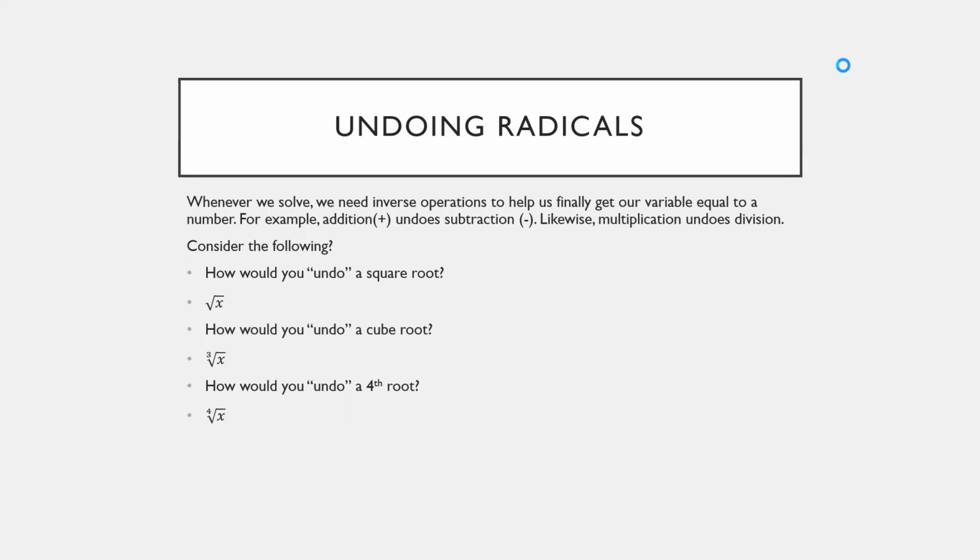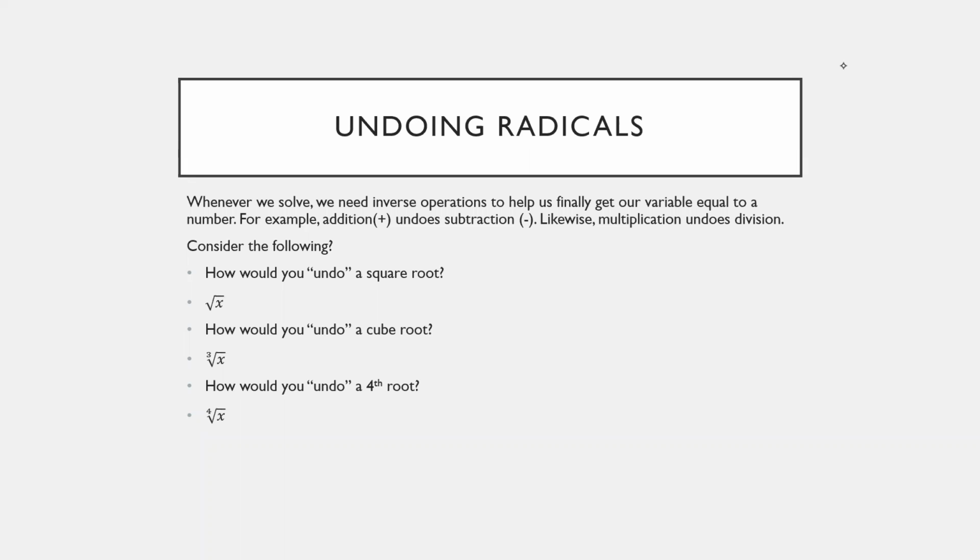So I want us to think about how would you undo a square root? How would you undo a cube root? How would you undo a fourth root? And I just want you to take a second to think about how do these type of radicals, quote unquote, break free when we're simplifying them? And how can we extend that idea to get rid of these radicals in our expressions?